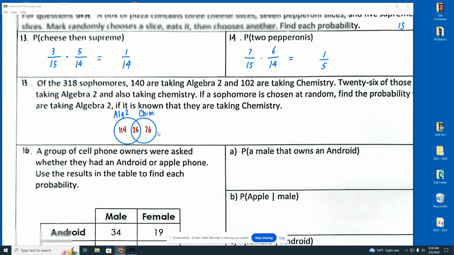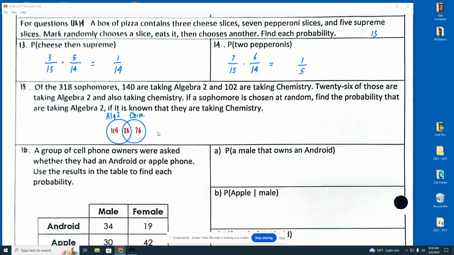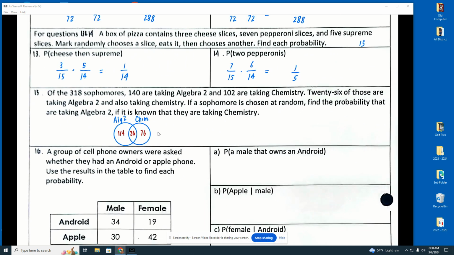So here's the probability. If a sophomore is chosen at random, find the probability that they are taking Algebra 2, given that they are taking Chemistry. I'm still recording. I'll explain in a minute.